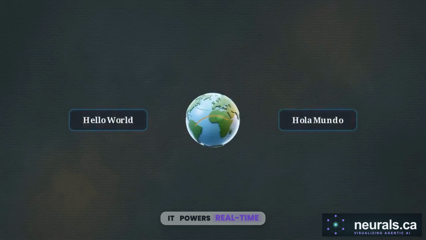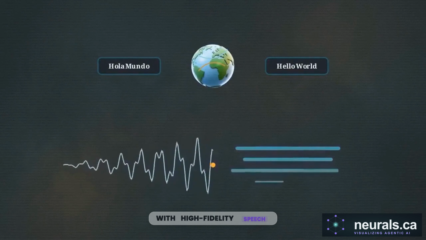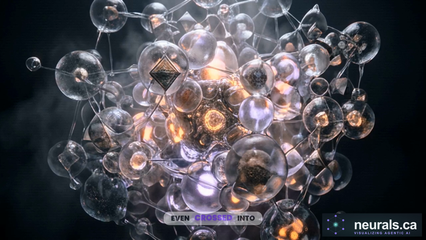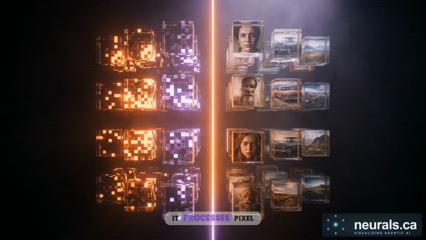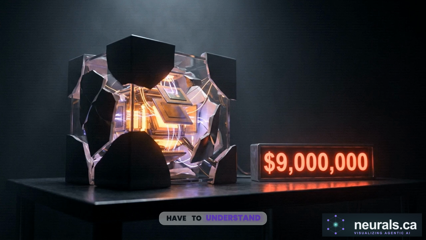It powers real-time global machine translation and transcribes audio with high-fidelity speech recognition. It has even crossed into entirely different scientific domains. It decodes the complex biology of protein folding inside systems like AlphaFold, and it processes pixel data through vision transformers. Because the transformer is the undisputed default for modern multimodal AI, software developers cannot treat it as a black box. To build with it responsibly, you have to understand exactly what it costs computationally.